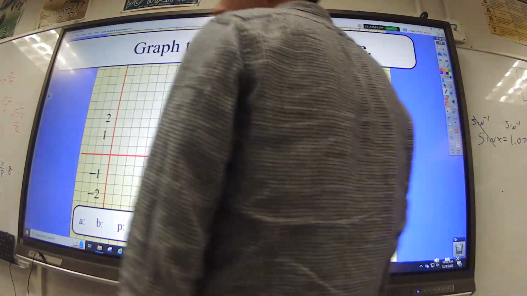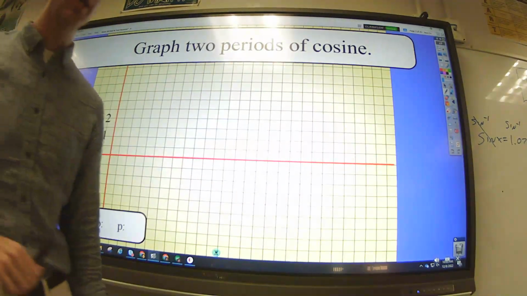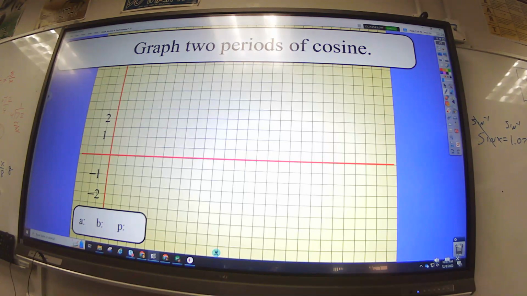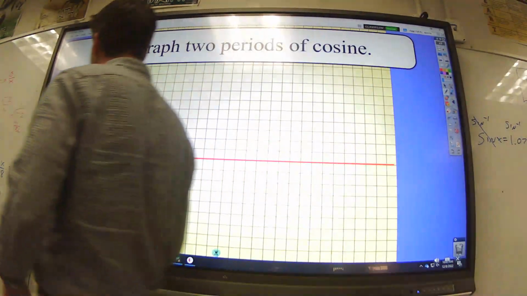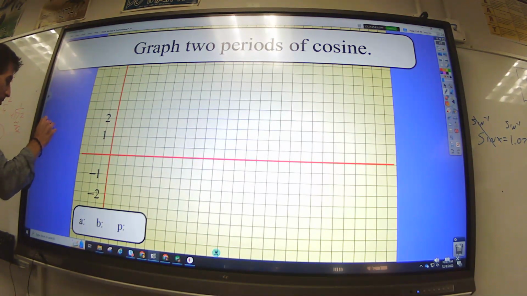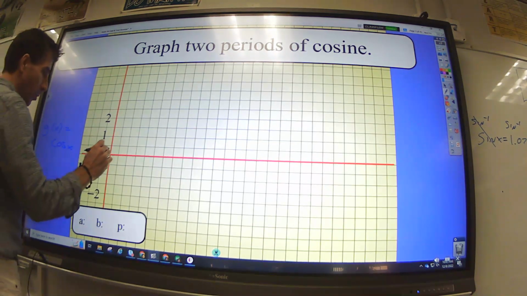Guess what? Graph 2 periods of cosine. You guys want to try that? Sure. Go. Okay, graphing cosine. What should we call it? Should we call it g of x? Diego called it g of x. I'm going to call it g of x. g of x equals cosine of x. You don't have to call it that, but here we go.